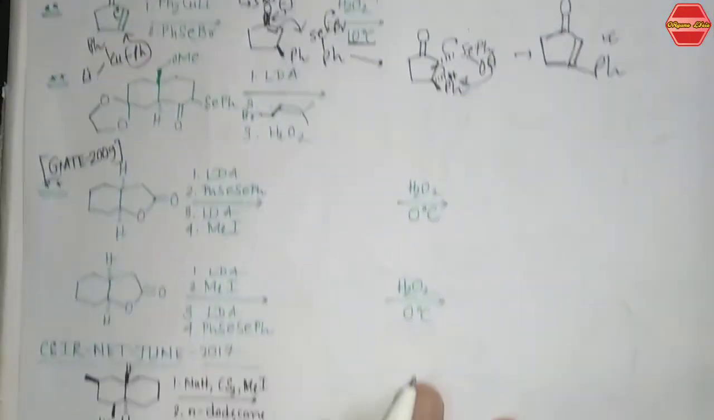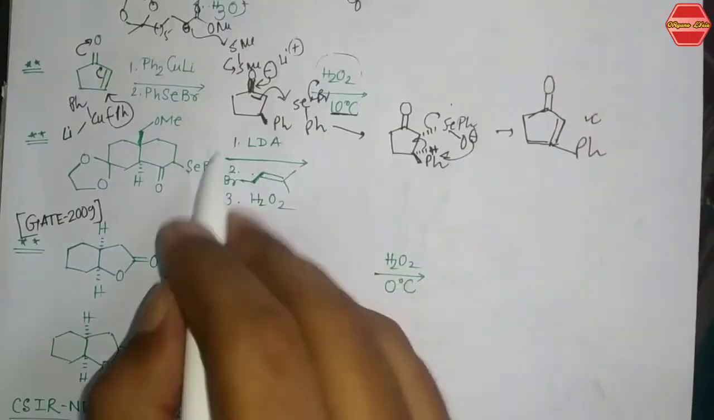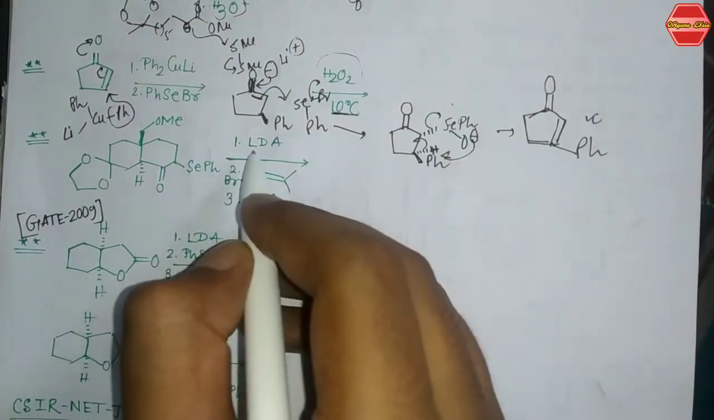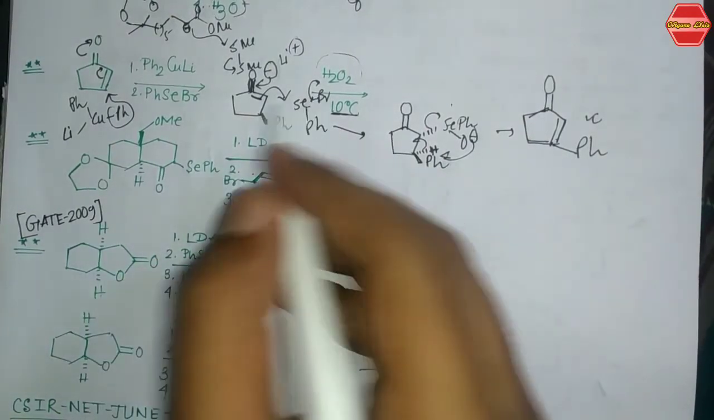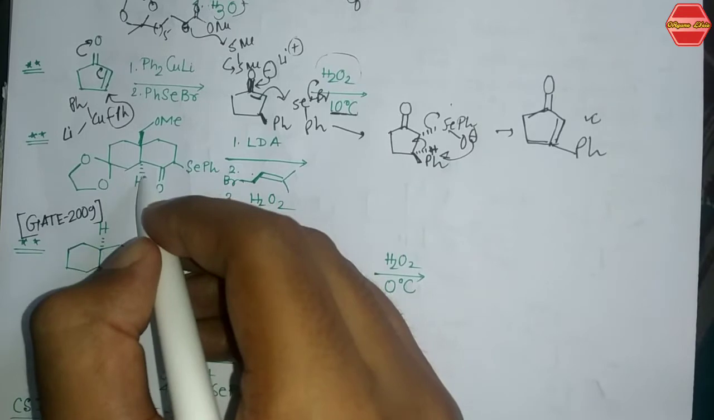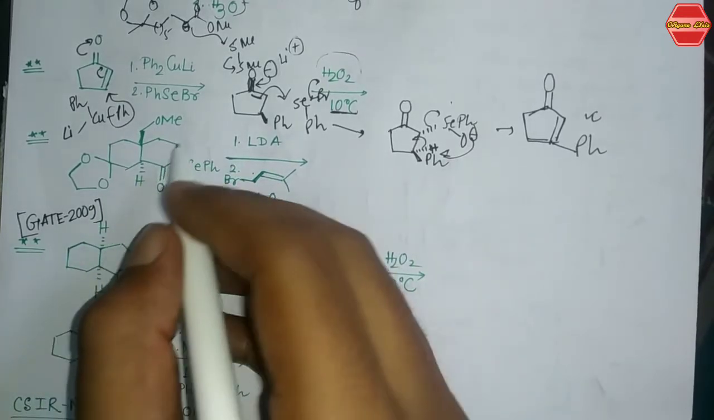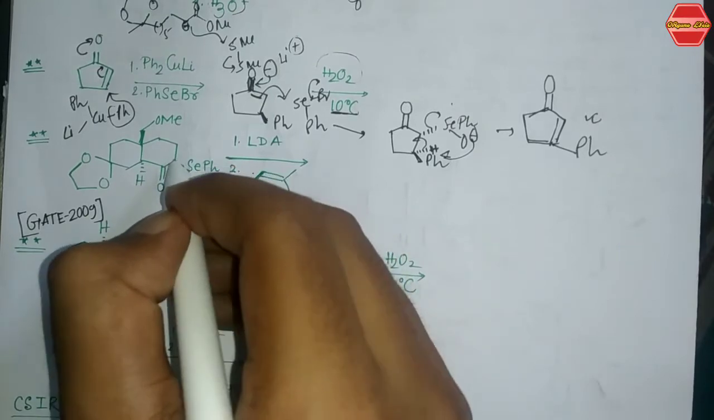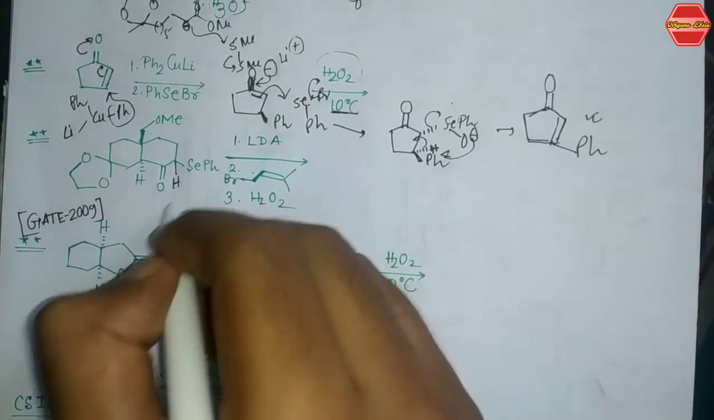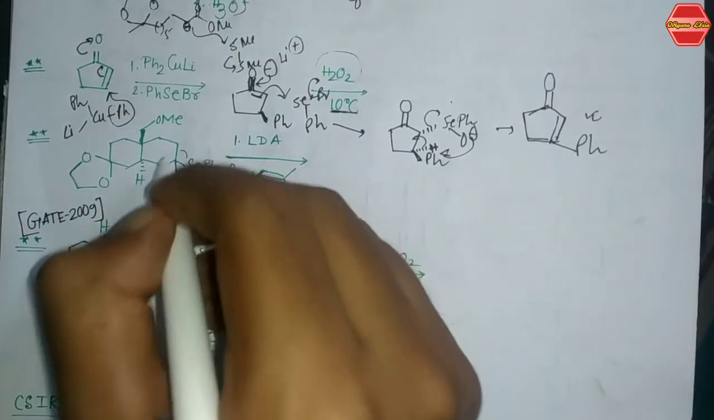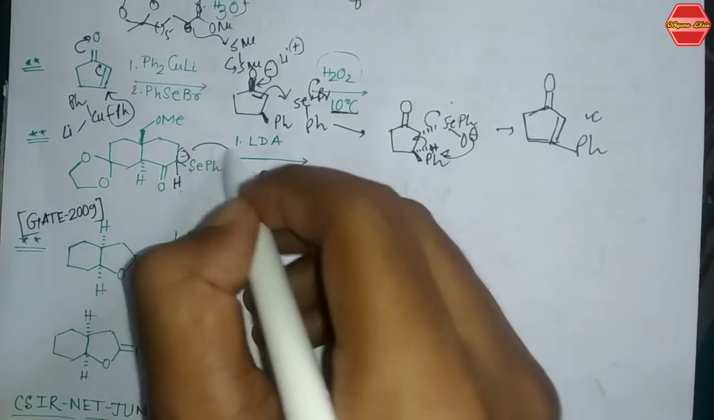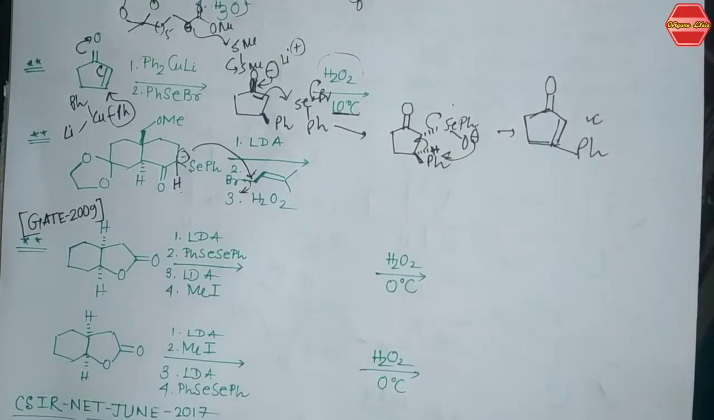Next question comes out, this one. The similar concept is given to you, that LDA is given. Now you think that if you have a ketone like this, the acidic proton is over here. So this LDA takes a proton from here, you are getting the negative charge over here, and this negative charge directly attacks over here, and it will leave from the system.